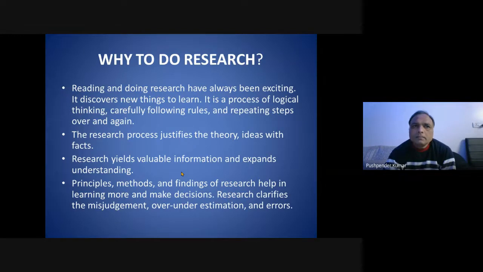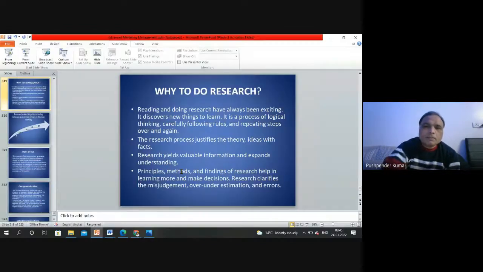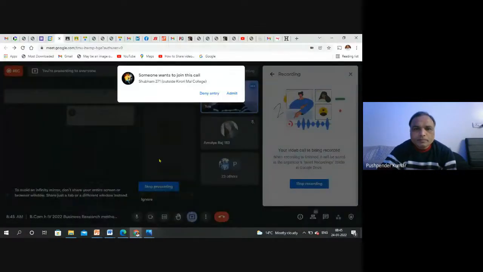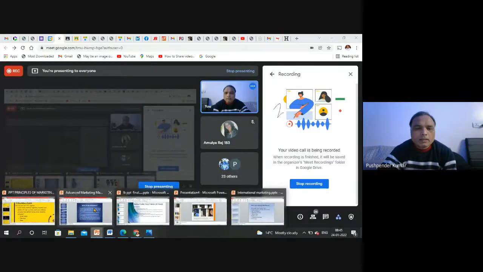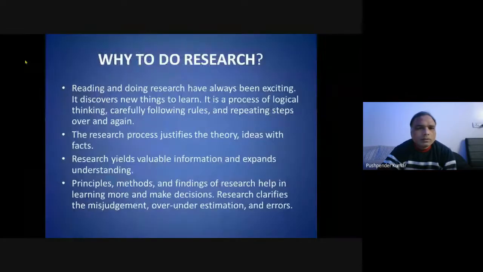Suppose you want to take a decision, on what basis will you take the decision? You should have some kind of premises, some kind of justification. Justification comes from your understanding of a particular phenomenon, a particular logic, and a particular argument. And with the help of research, you can defend your argument. So that is the one motto.